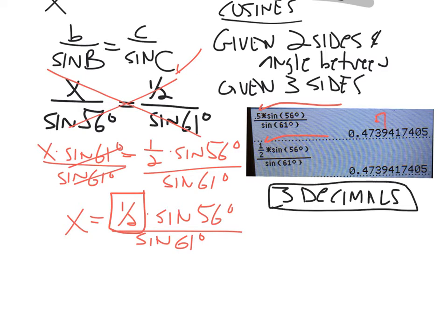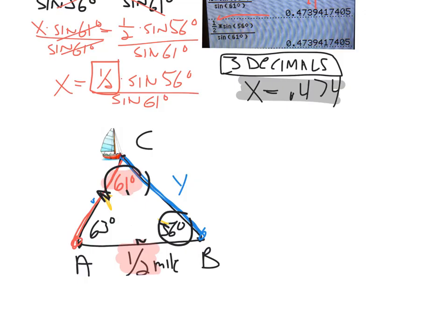So here, the distance from observer A to the ship is 0.474. So that's the distance for letter X. Now we have to go back and solve for Y. So I'm going to fill in on my diagram X is 0.474.